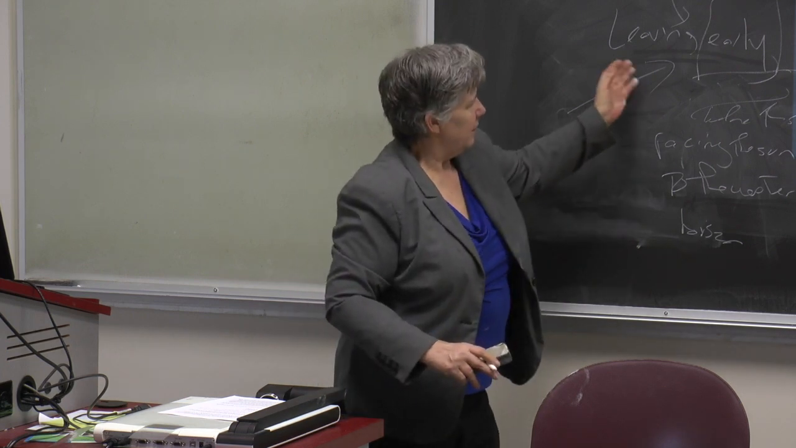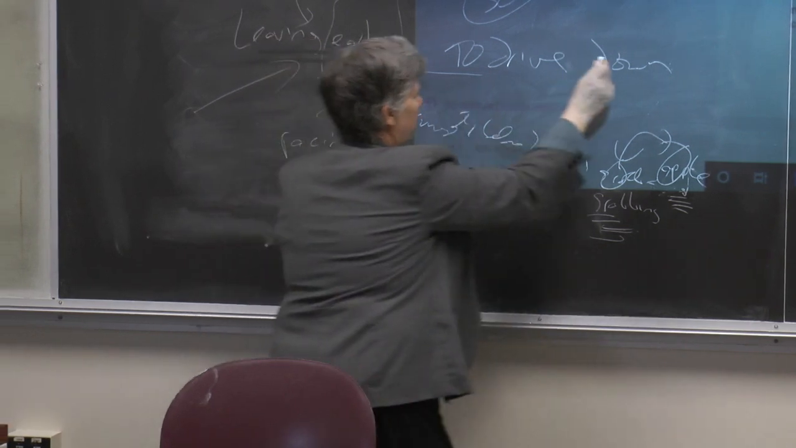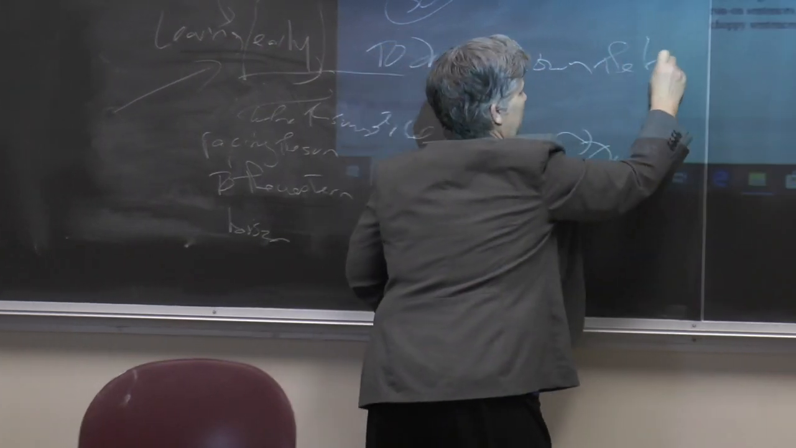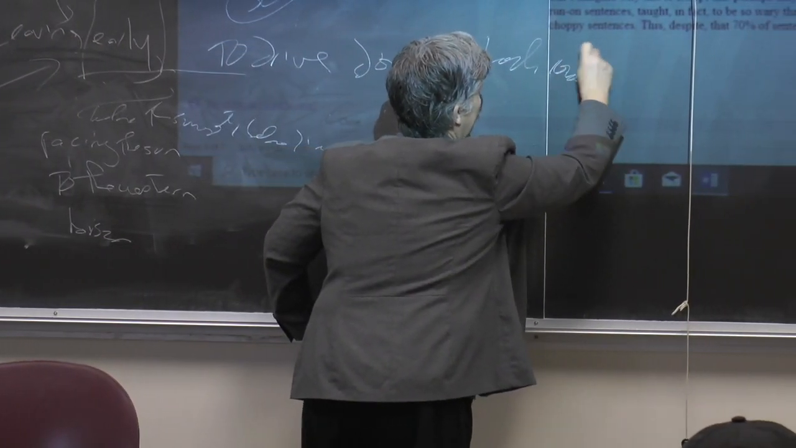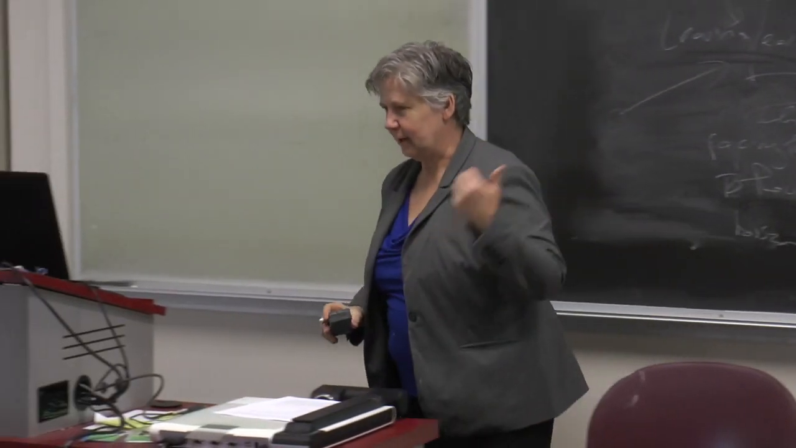Okay, so leaving early. We're working with the sentence length already. To drive down the back road. Okay, what's a back road? Just pretend that word is back roads. It's usually a beaten down road that used to be the main path. Well, I guess it doesn't always have to be that. Okay, it's usually beaten down at least.